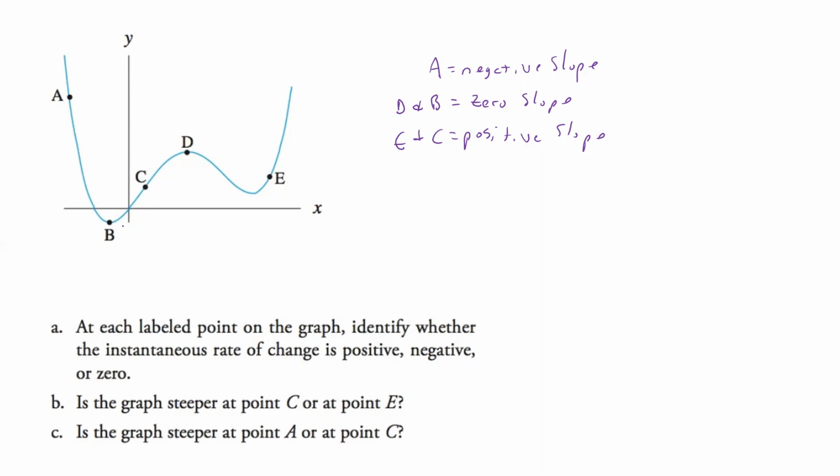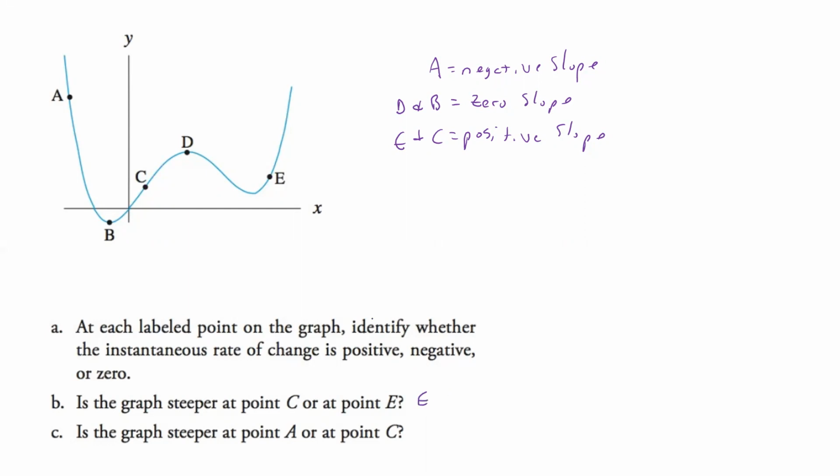All right, so E is here, and C is here. So to me, it looks like it's steeper at E because it's kind of like this. This one is like that. It's more vertical because if you look at how the curve of this is, that's kind of more flat. This is kind of more vertical. So I'm going to say it's at point E.